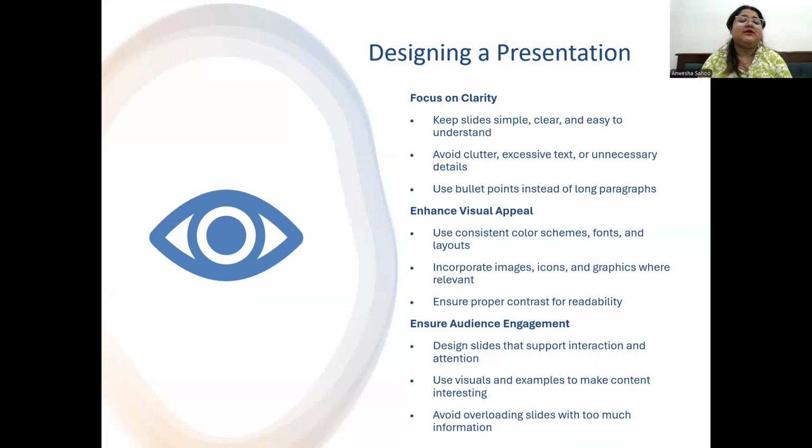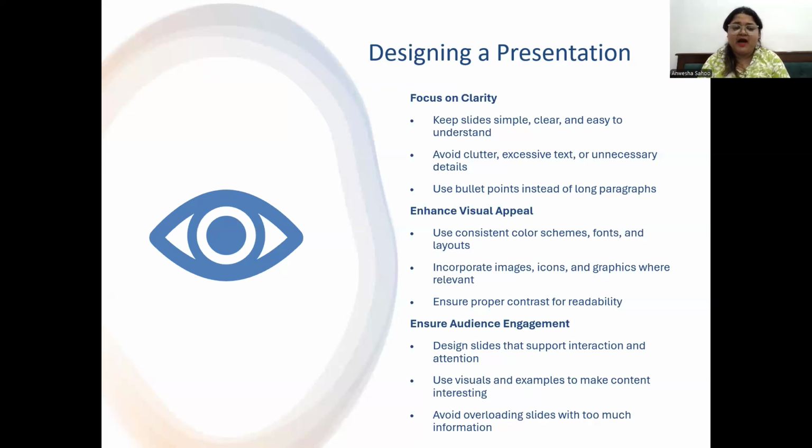Then design the presentation. How to design a presentation? First is focus on clarity. Keep slides simple, clear, and easy to understand. Avoid clutter, excessive text, or unnecessary details. Use bullet points instead of long paragraphs.